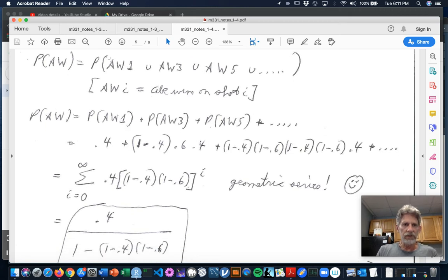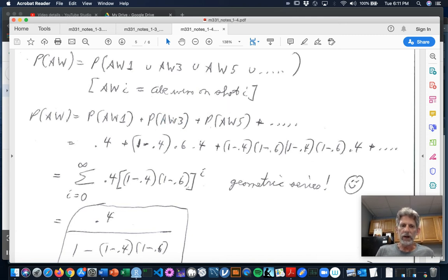Now, these events here in the OR, they're exclusive of each other. So I can sum their probabilities to get the probability of their union. And then I can think about how these events, well, the first one's really easy. It's just 0.4. The other ones, though, are ands of stuff, like AW3.